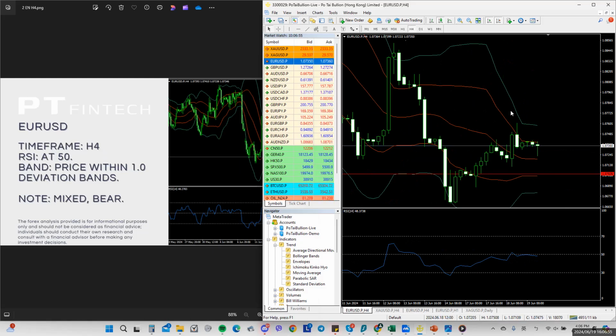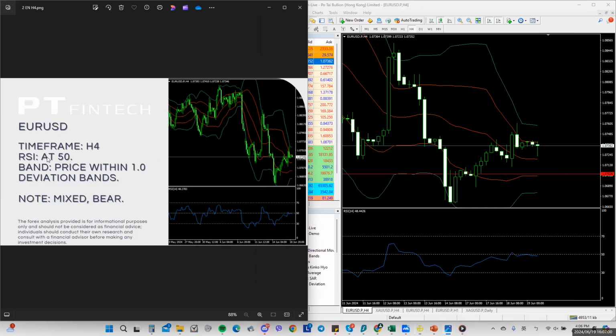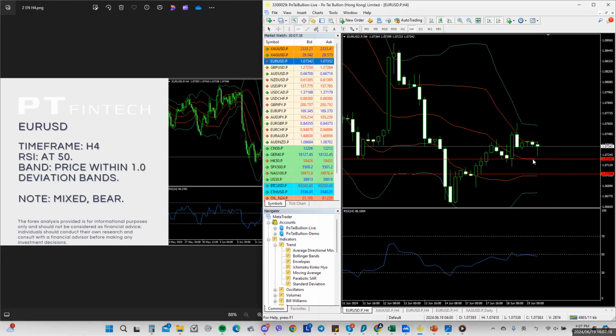Here on PTips. All right, so H4, RSI is at 50. Bands, price within 1.0 deviation bands. So the note is mixed market and it's bear. I can understand why it says mixed because RSI is right at 50. And moreover, take a look at the Bollinger Bands. It's very parallel. That means that the market is very confused right now.